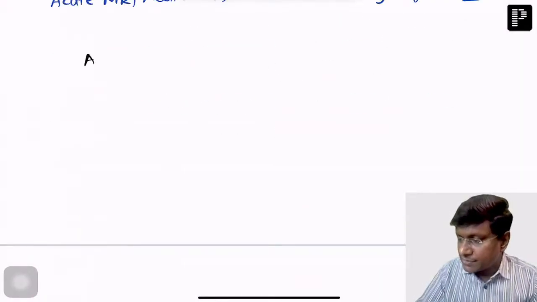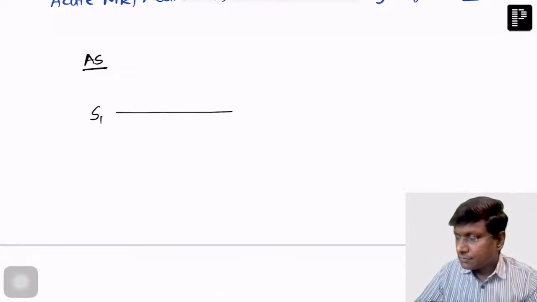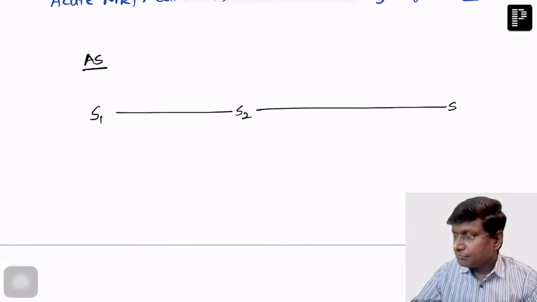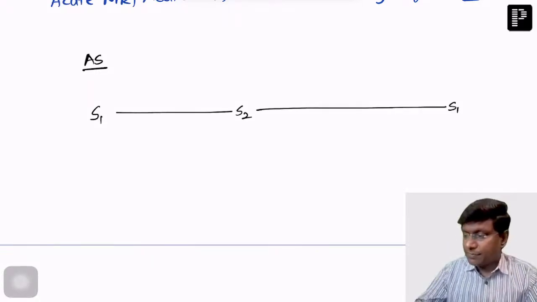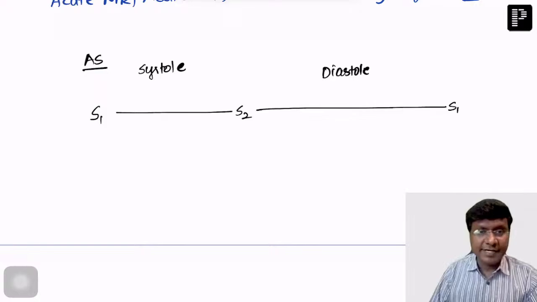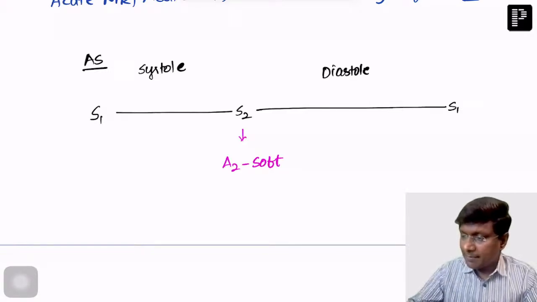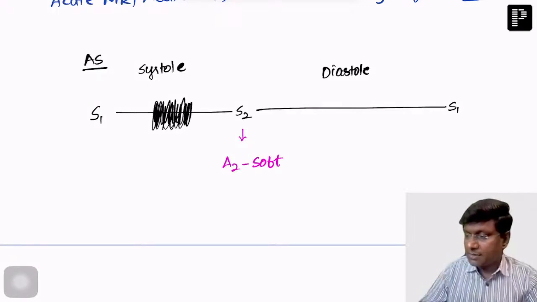So you take the case of AS, aortic stenosis; I am discussing the auscultation. This is the first heart sound, second heart sound, and again first heart sound. This will be the systole, which is only 0.3 seconds, and this is diastole, which is 0.5 seconds. In this, the A2 will be soft, and you will hear a murmur, and this murmur will be a mid-systolic murmur.